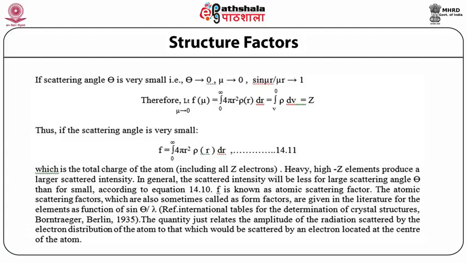The atomic scattering factors, which are also sometimes called the form factors, are given in the literature for the elements as a function of sine theta by lambda. Refer to International Tables for the Determination of Crystal Structures, Borntraeger, Berlin, 1935. The quantity F relates the amplitude of the radiation scattered by the electron distribution of the atom to that which would be scattered by an electron located at the center of the atom.